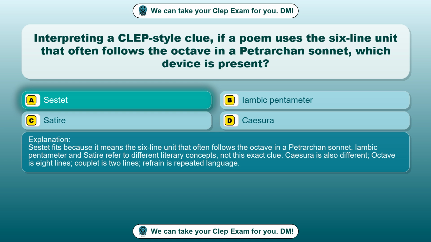Sestet fits because it means the 6-line unit that often follows the octave in a Petrarchan sonnet. Iambic pentameter and satire refer to different literary concepts, not this exact clue. Caesura is also different: octave is 8 lines, couplet is 2 lines, refrain is repeated language.